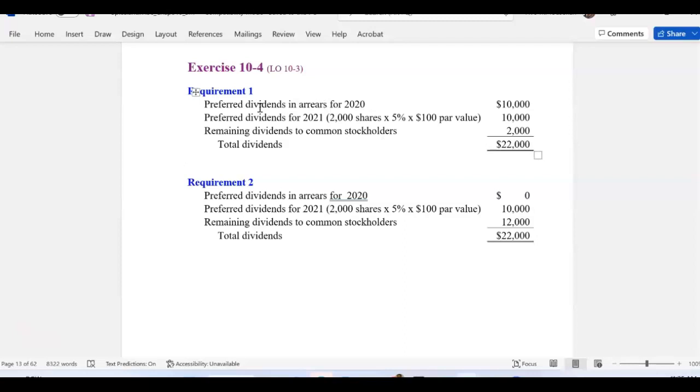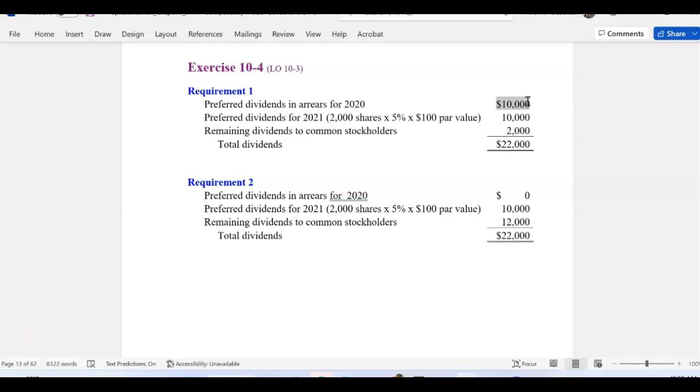So if it is cumulative, then the preferred stock is already in arrears for 2020. And how much is it? It's 2,000 shares times 5% of par value. So that's what the dividend will be for preferred stock: 2,000 shares times 5% times $100 par value. That's $10,000. So the first $10,000 goes for dividend in arrears because in 2020 they didn't get paid.